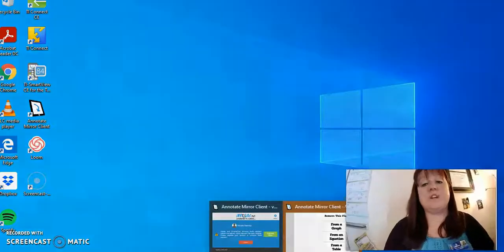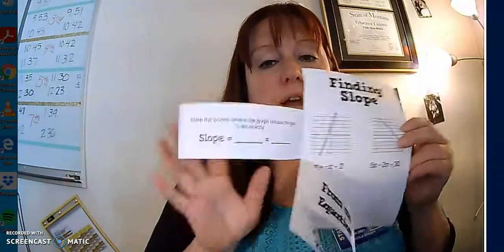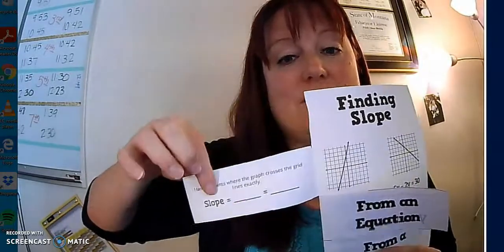Here's a quick review of how to find slope. I have a little foldable for you, and just so you know how it goes, you fold the paper in half, okay? And then that part that says remove this flap, you actually cut that off. See, I don't have that flap on this side. You cut it off, and then you have a little opening for each of them.